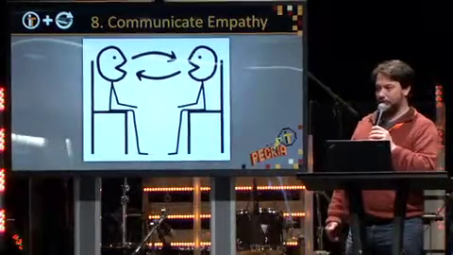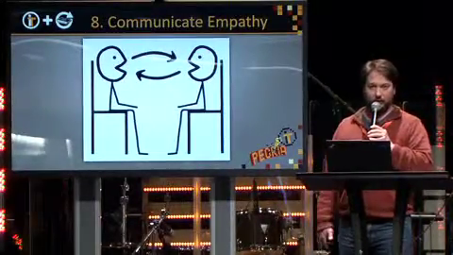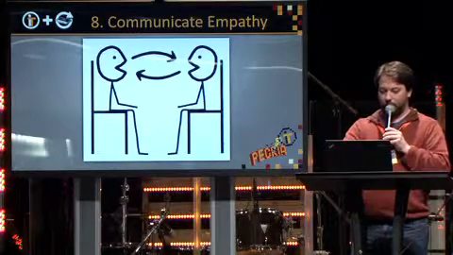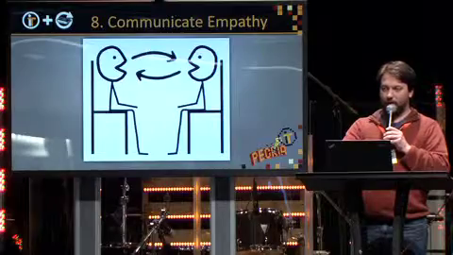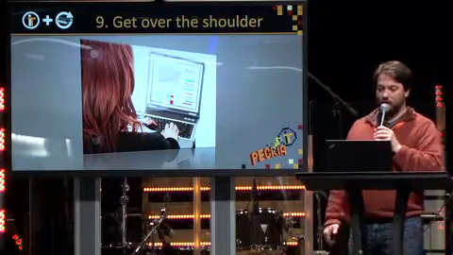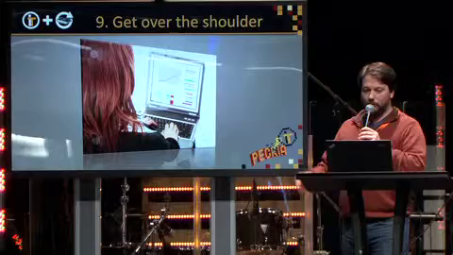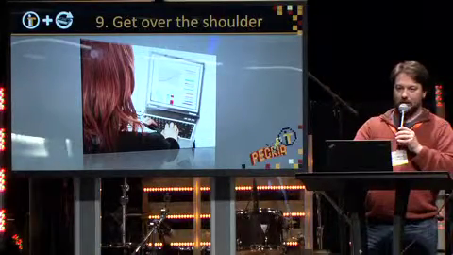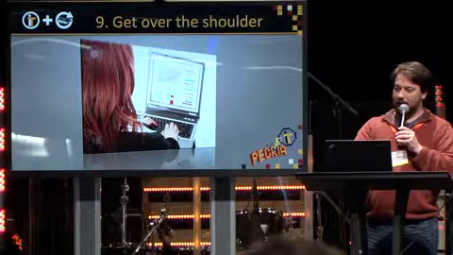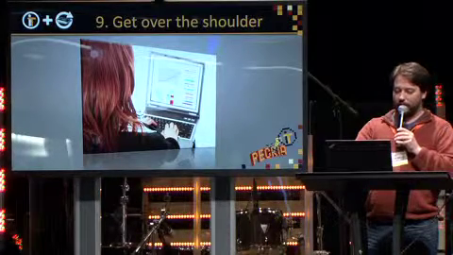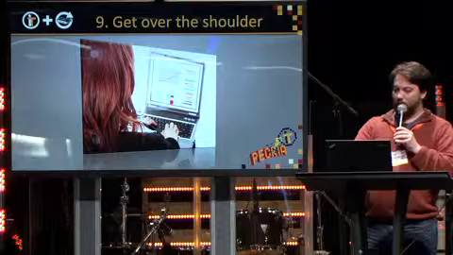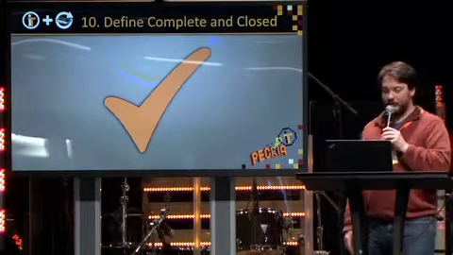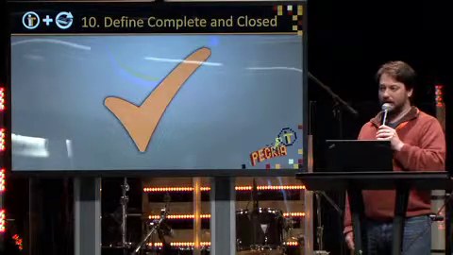We want to communicate empathy. We really want to show our empathy to our end users, let them know that we care and we understand what they're going through. And whenever possible, we want to communicate to them in person or verbally. Last couple of points here: get over the shoulder as quickly as possible. Get into that remote session, or go see them and let them show you what the problem is, because observation is our best course of action. And then finally, we want to define our complete and closed.